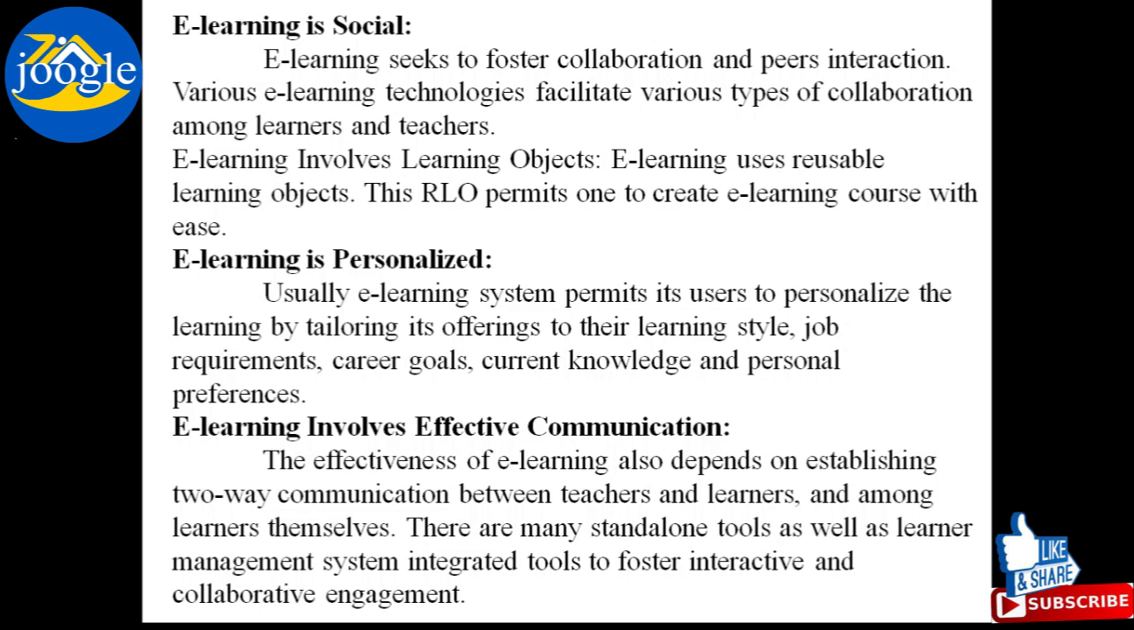Next, e-learning is social. E-learning seeks to foster collaboration and peer interaction. Various e-learning technologies facilitate various types of collaboration among learners and teachers. E-learning involves learning objects. E-learning uses reusable learning objects, RLO, which permit one to create an e-learning course with ease. E-learning is personalized. Usually, an e-learning system permits its users to personalize the learning by tailoring its offerings to their learning style, job requirements, career goals, current knowledge, and personal preferences. E-learning involves effective communication. The effectiveness of e-learning also depends on establishing two-way communication between teachers and learners, and among learners themselves. There are many standalone tools as well as learner management system integrated tools to foster interactive and collaborative engagement.